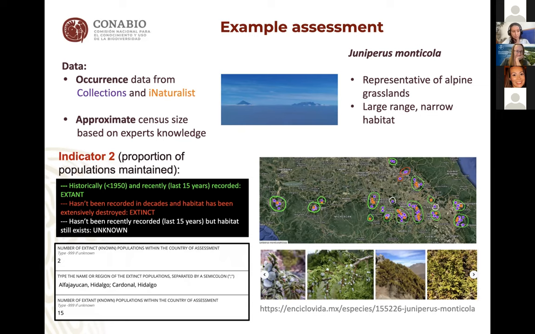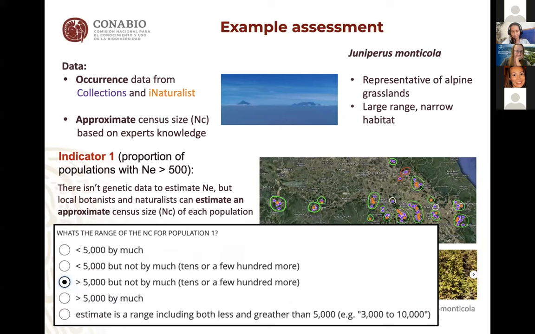If the population hasn't been recorded in decades and the habitat has been mostly destroyed, we can assume that this population is most likely locally extinct. And if the species hasn't been seen recently, but the habitat still exists, we just don't know if the population is still there. So based on this, we estimate that for this species, we have two extinct populations and 15 populations still existing.